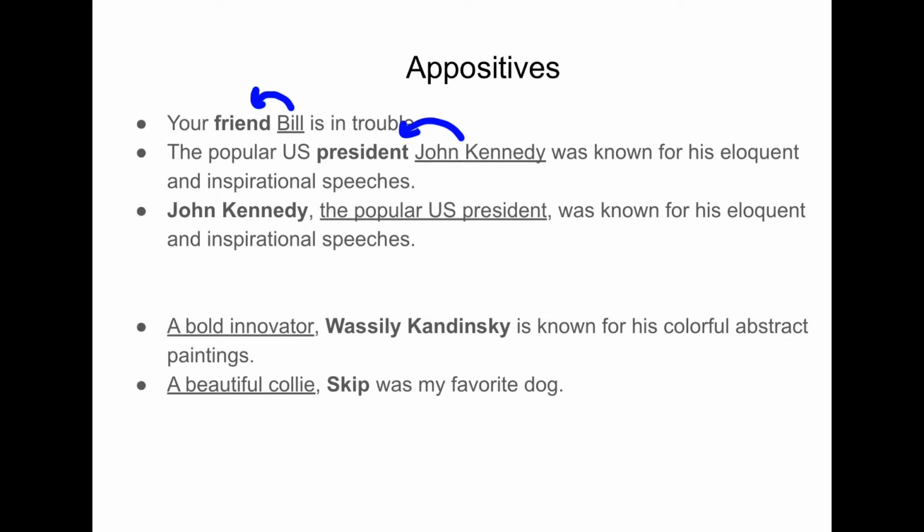Then, if I reverse things, suddenly John Kennedy is the subject, and here is some extra information surrounded by commas, non-essential. And occasionally, we can put these appositives before the actual subject. Notice the comma there. And these are nouns that rename the subject of the sentence.